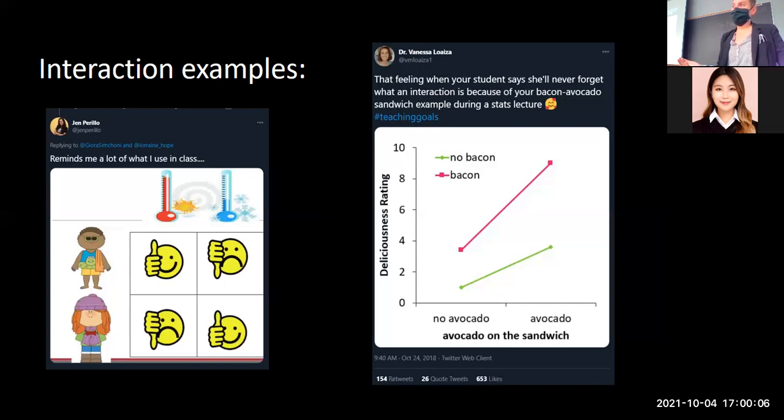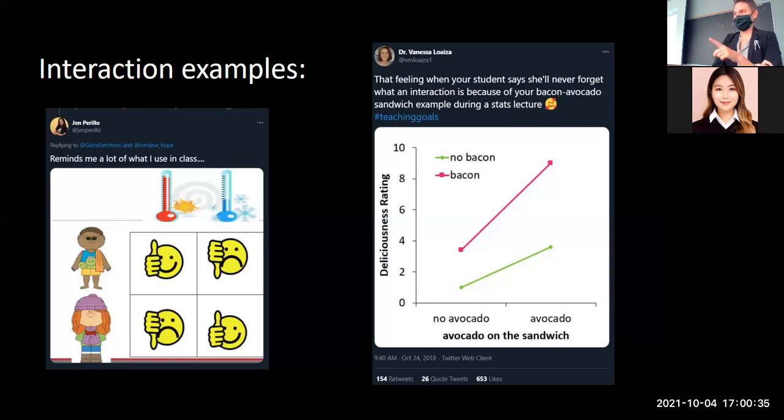Could you say a sandwich benefits from the addition of bacon, such that with avocado and bacon it's more delicious? Could you say it benefits from that, or, since you don't know whether it's the bacon or the avocado that's causing that interaction change, could you not say that? That was a lot of words.